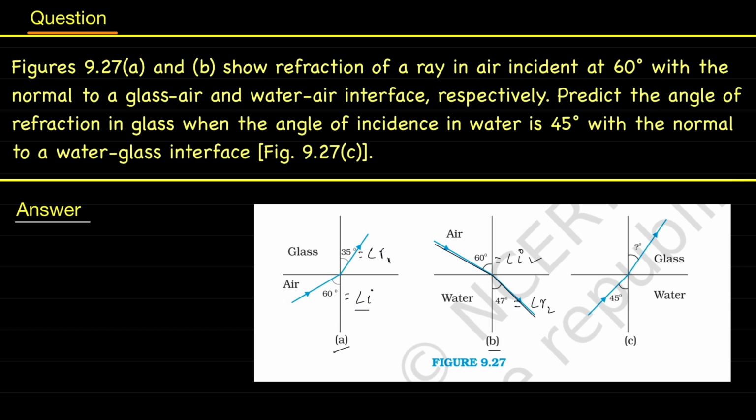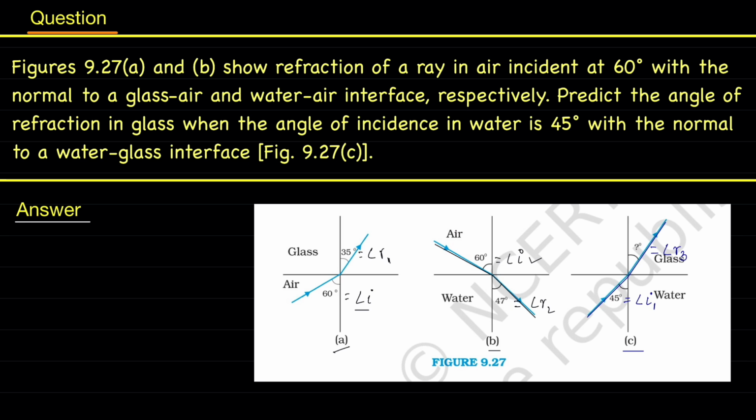Now in the second part of the question, what is given? Predict the angle of refraction in glass when the angle of incidence in water is 45 degrees with the normal to the water-glass interface. This is our figure C. The incident ray moves from water and bends in the glass medium. So this angle of incidence is given, let's take it as I1, but the angle of refraction we have to find. We assume it as R3.